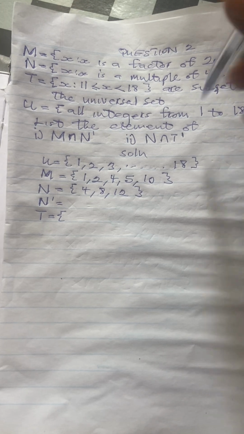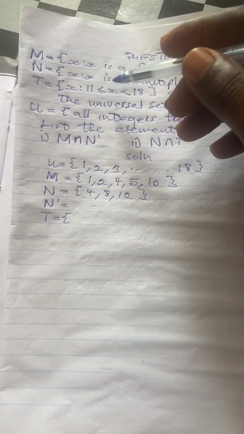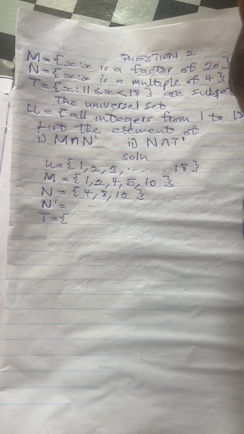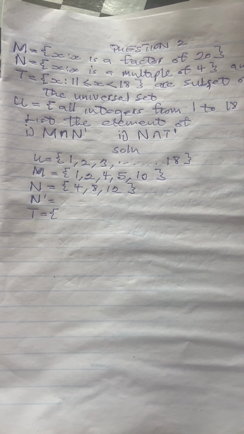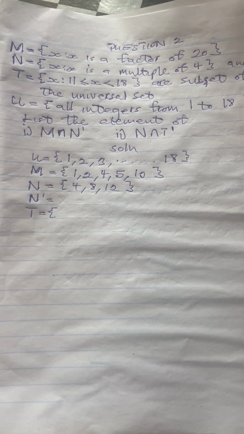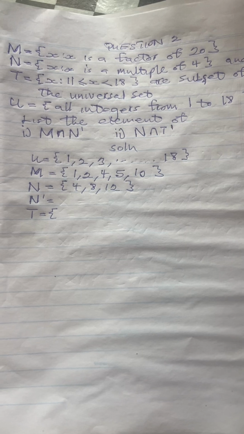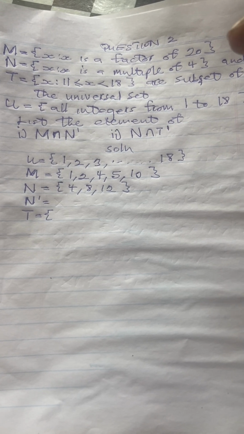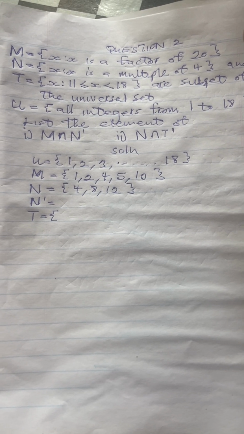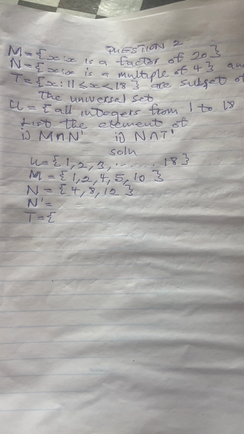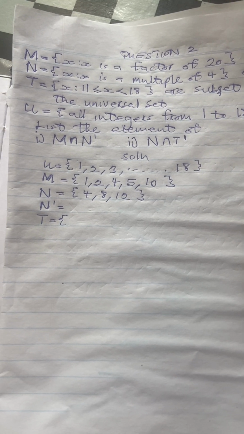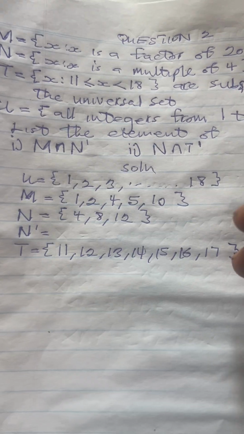S is said that s is greater or equal to 11. Yes. So all those numbers must be equal to or greater than 11 but less than 18. So greater or equal to means 11 is what? Inclusive. So from 11 to what? 17, because it's less than 18, right? So 11, 12, 13, 14, 15, 16, 17 are the elements for t. So you write them as well.